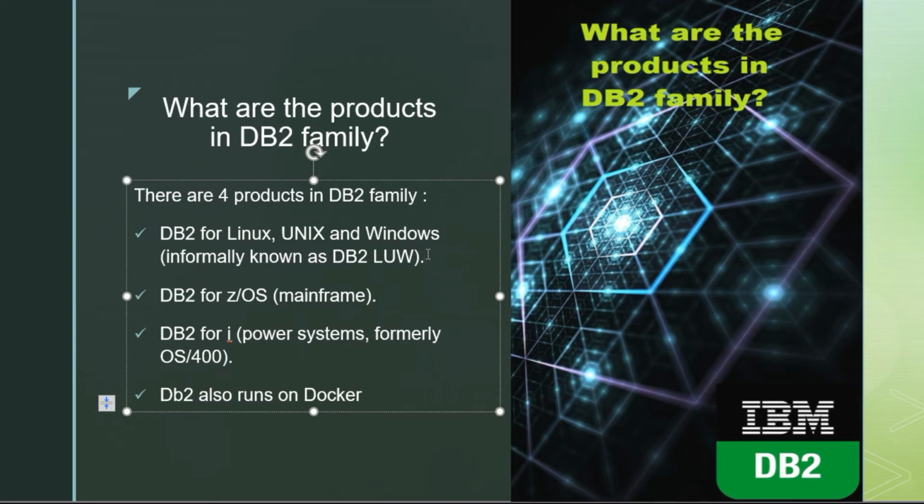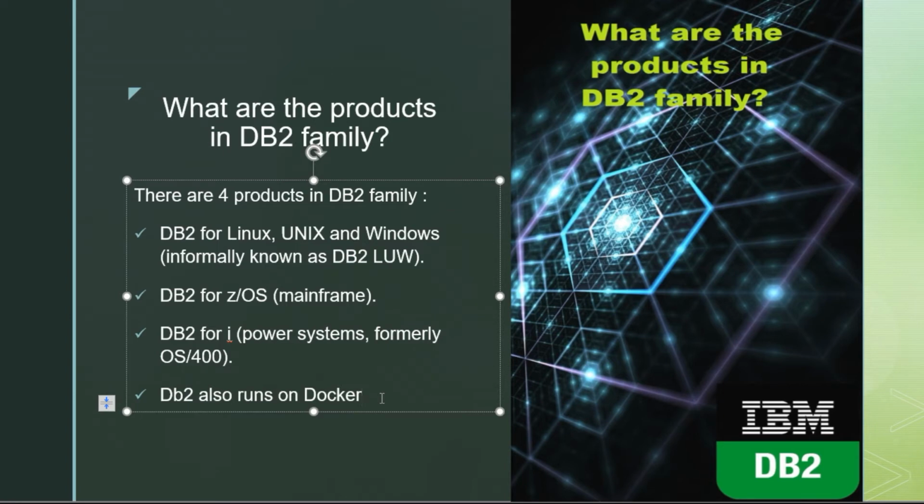The second one is DB2 for z/OS, which is for mainframes. The third one is DB2 for iSeries, formerly known as OS/400, and these are for Power Systems. DB2 also runs on Docker now. There are decent images in the Docker store to use as a starting point.